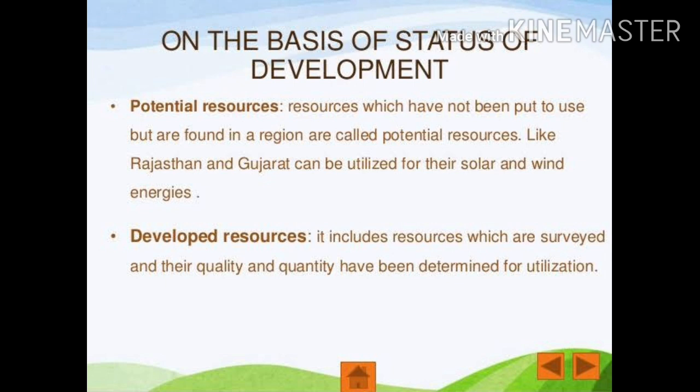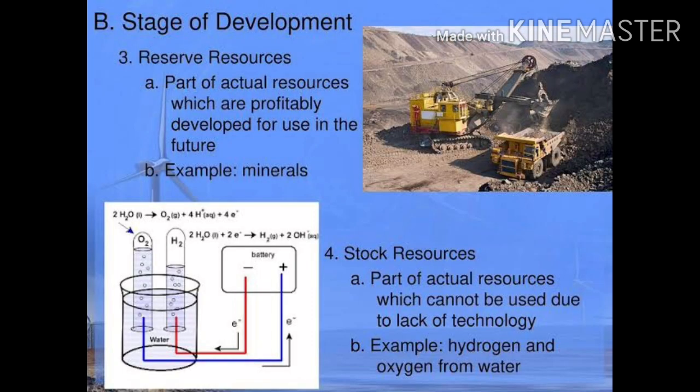Next we are going to see the developed resources. These resources are already surveyed by the officers and we know the quality and quantity of the resources. Next we are going to see the stock resources. These are the resources that actually have the potential to satisfy human requirements, but we don't have proper technology to utilize them.